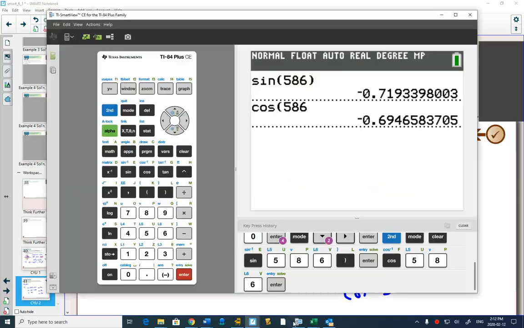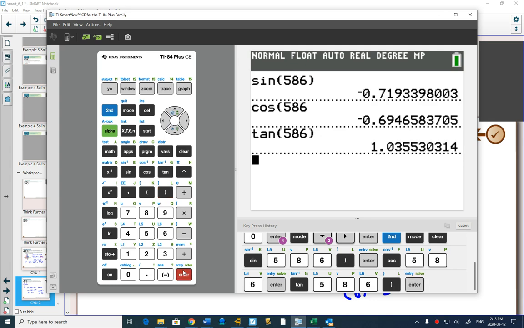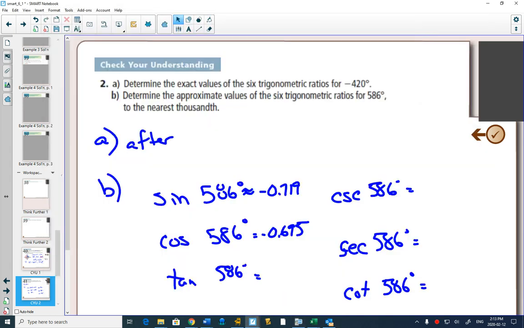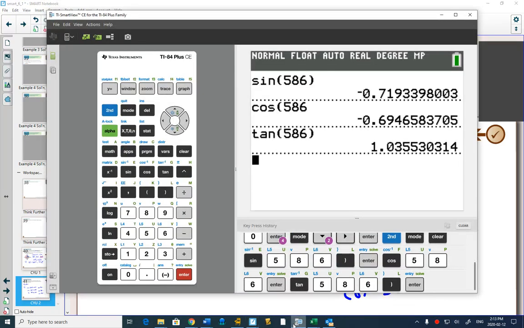And then tan of 586 degrees, 1.036. Approximation signs, because I'm rounding, 1.036. But when we go to our calculator, we don't have a secant button. We don't have a cosecant button. And we don't have a cotangent button.